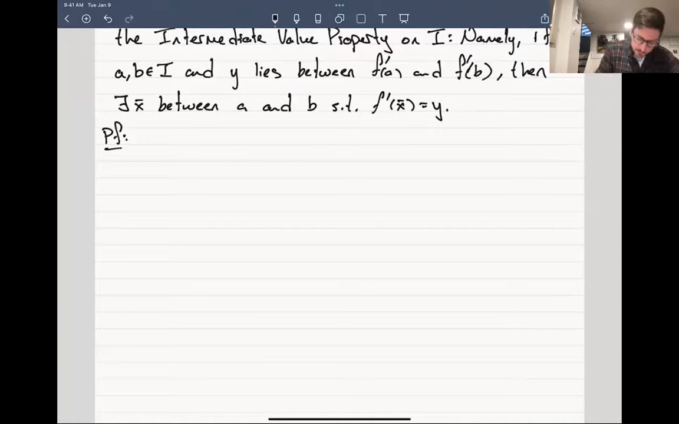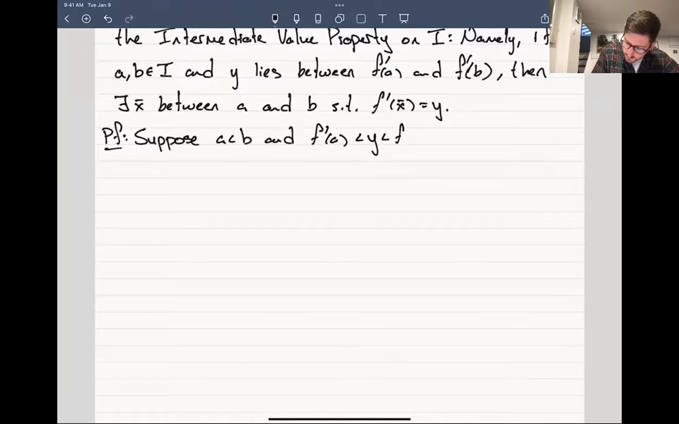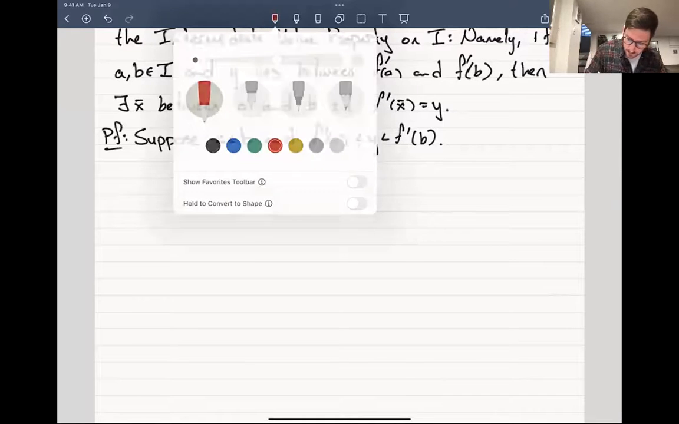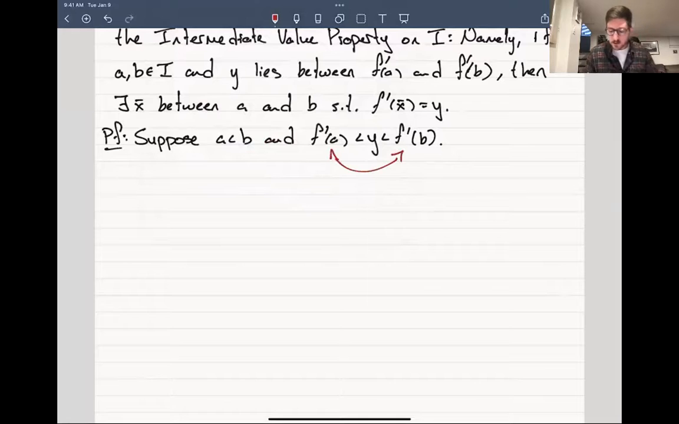So let's suppose that A is less than B. And I'm going to make the assumption that f prime of A is less than y, which is less than f prime of B. Now, there is nothing that says that f prime of A has to be smaller than f prime of B. I could have the other case where I switch these two things around, and f prime of B would be less than f prime of A.